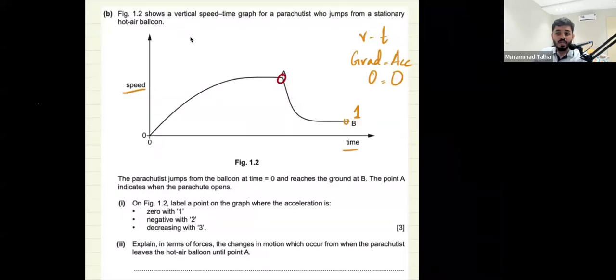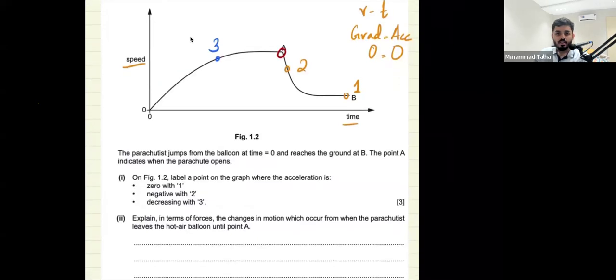Acceleration is negative, means it's decelerating, right? So it's slowing down. So this is where the acceleration is negative. Acceleration is decreasing, means your graph would be getting less steep, right? It's going to be flattening out. So I can pick up a region like this. I can call this 3.